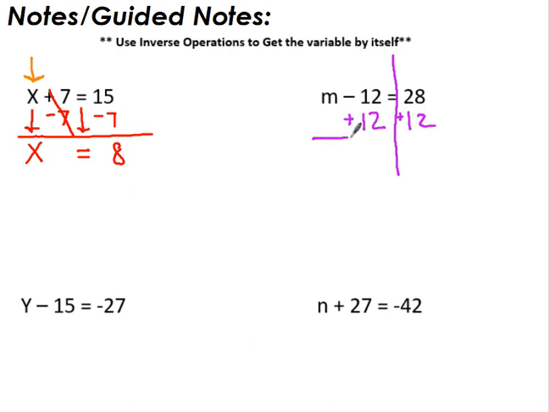Negative 12 plus 12 is 0. They cancel. I still have to bring down this m. I got to bring down my equal sign. 28 plus 12 is 40. So m is equal to 40.